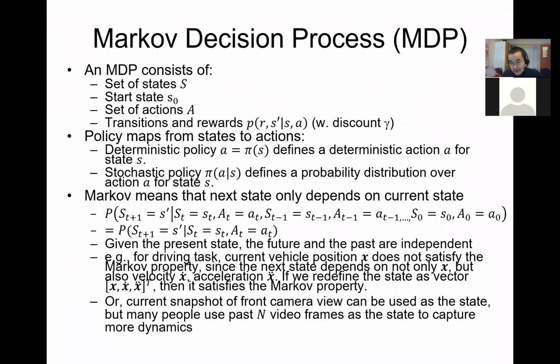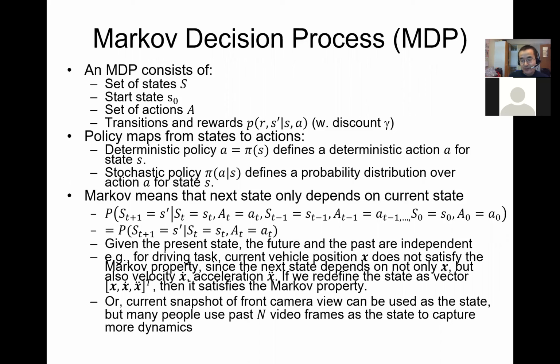So let's first briefly go over last lecture's material. We discussed Markov decision processes. I updated the slides after the lecture. So an MDP has a set of states, actions, start state, and transitions.